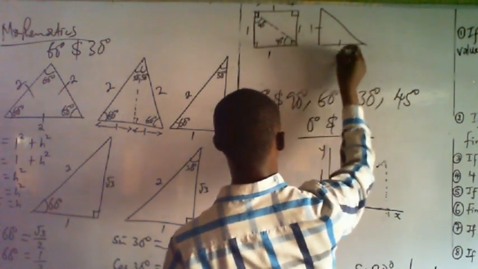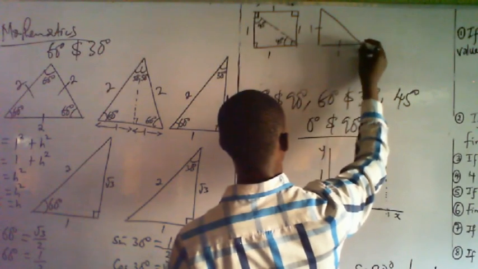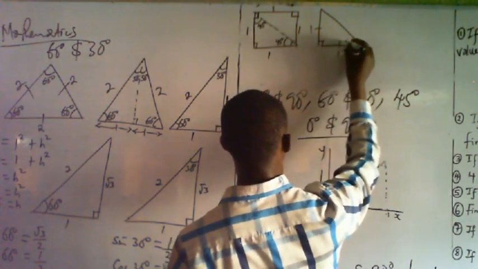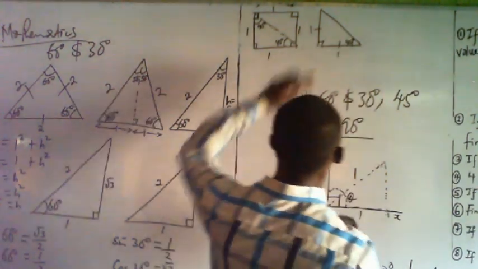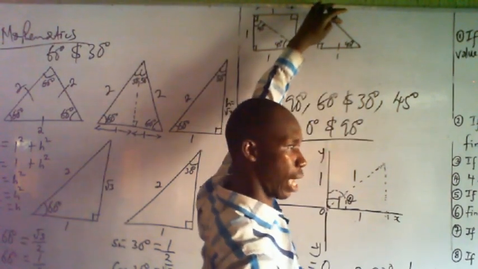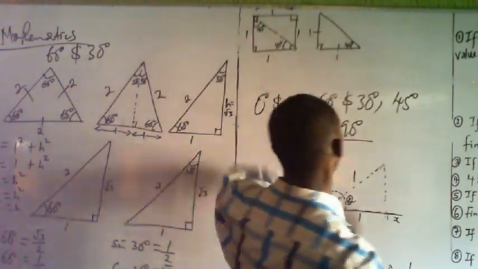Here is 1, here is 1. Here is the right angle, here is 45 degrees. To find the hypotenuse, I can make use of Pythagoras theorem.